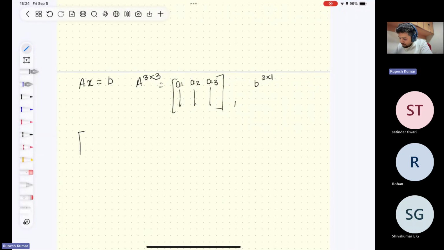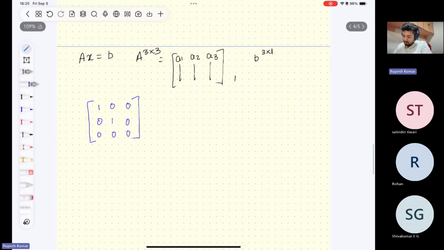Now let's take this case. Let's say our matrix A looks like this: 1 0 0, 0 1 0, and then 0 0 0. Now let's take out the column vectors of this matrix A and plot them on the Cartesian plane that we know.